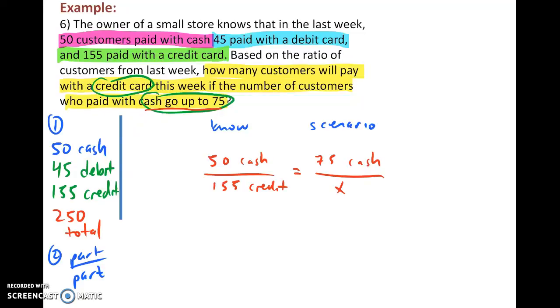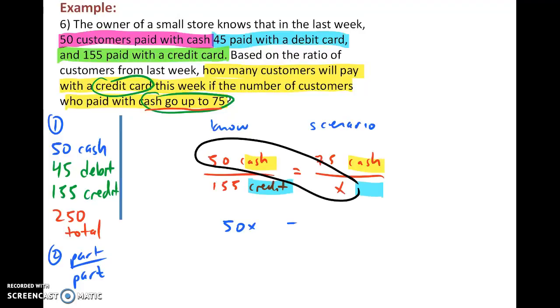All right. So we should have the same units in the same place. Cash on top and credit on the bottom. All right, so everything looks good. Let's cross multiply and solve. So 50x equals 155 times 75.